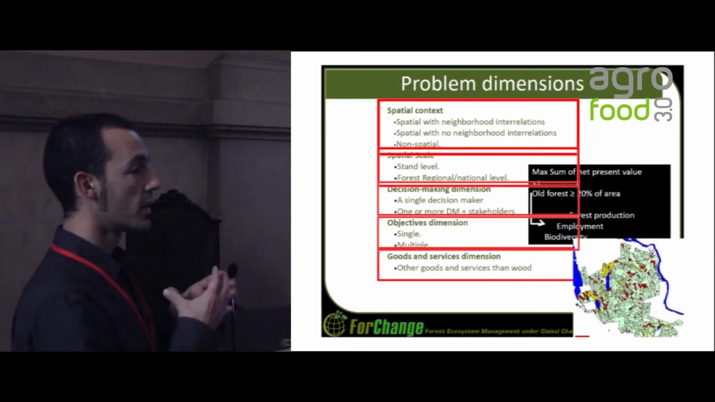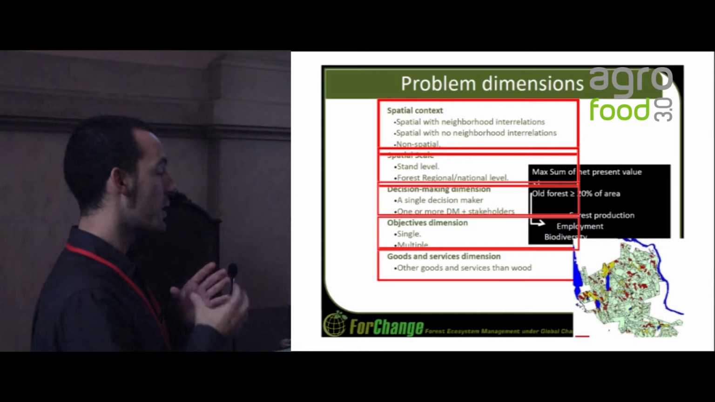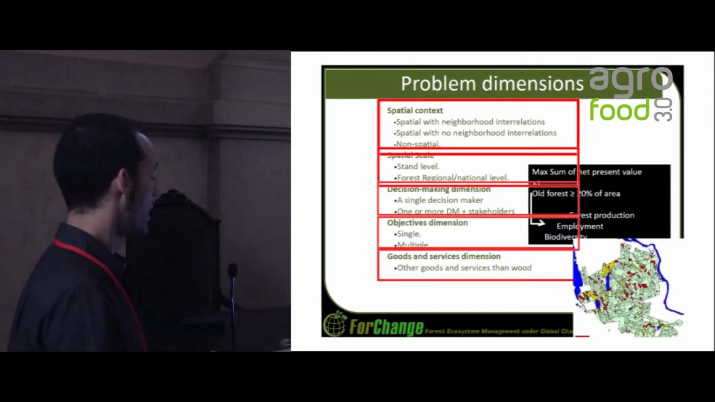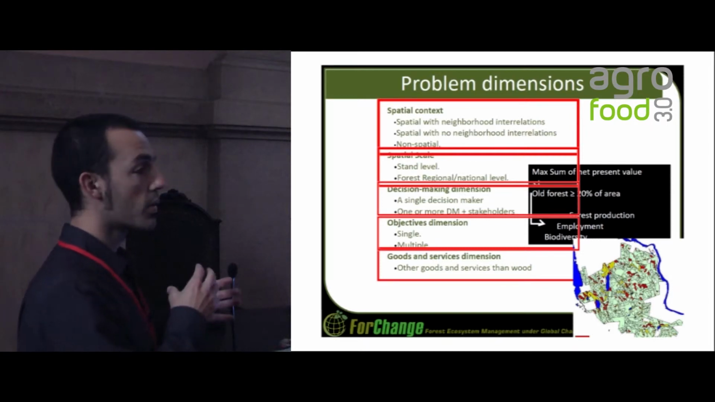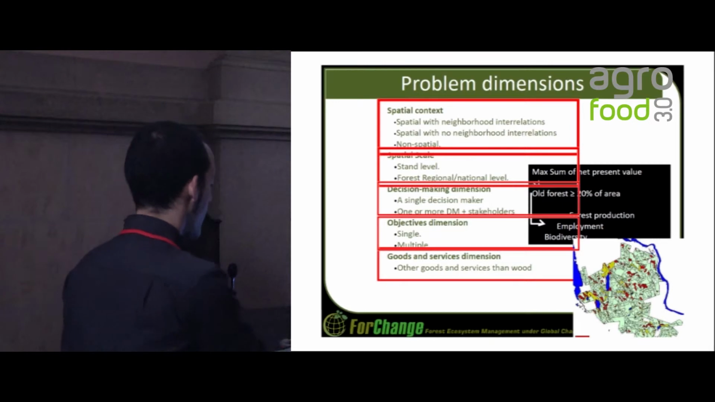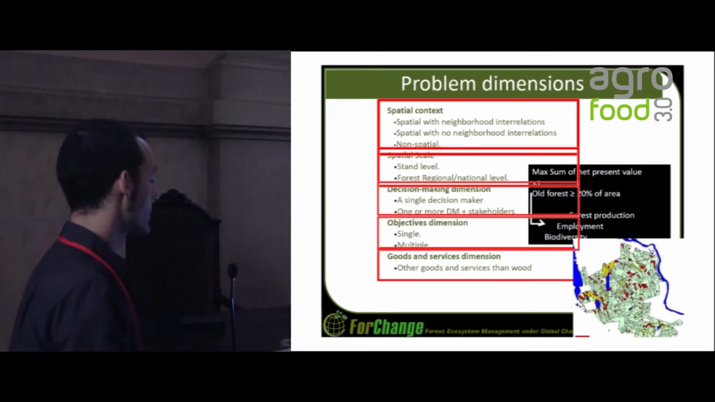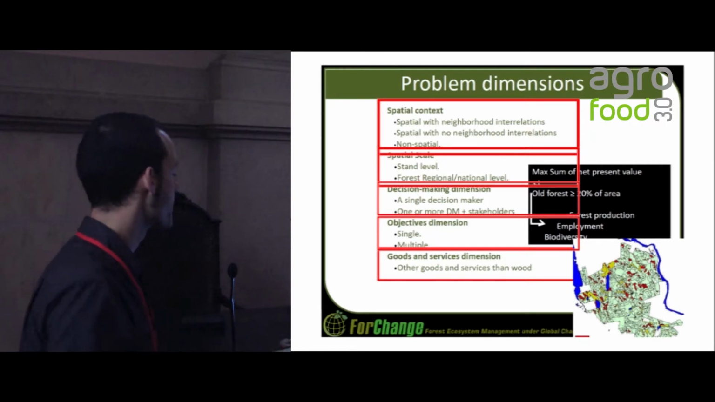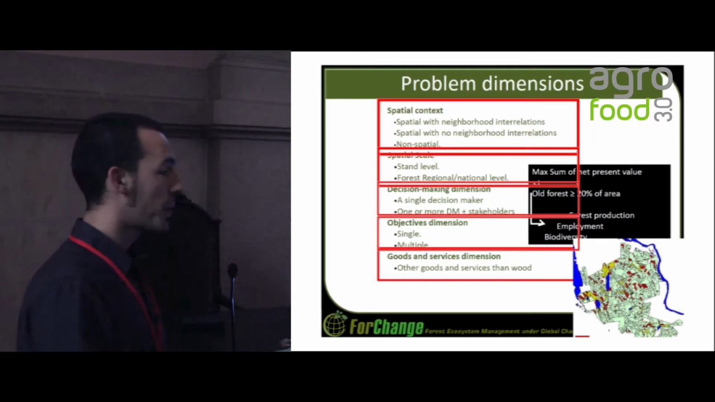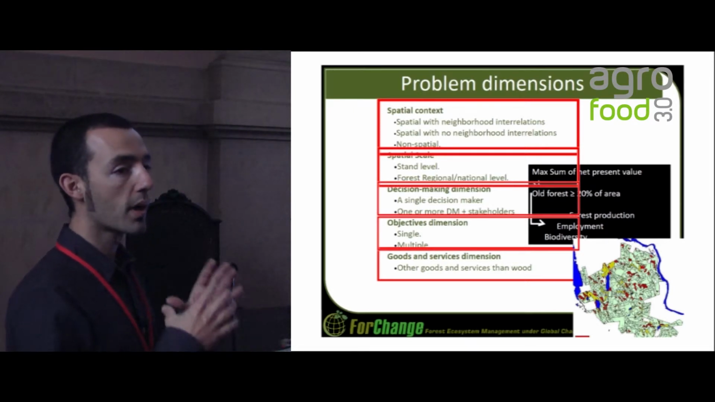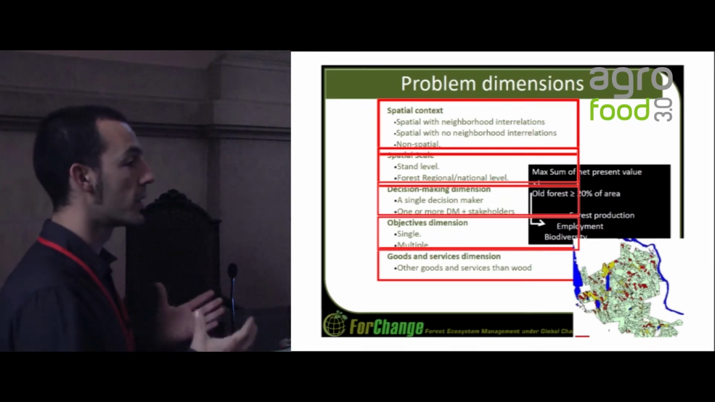The second, the spatial with no neighborhood interrelations, is when you are interested in keeping the integrality of the stand. So the decisions that you make will be applied to the whole stand. You cannot divide the stand in small pieces, but you are not really taking into account the interrelations between neighboring stands. And then the third one is non-spatial. It means that you can divide the stands, or you can aggregate them in strata and treat them all together.